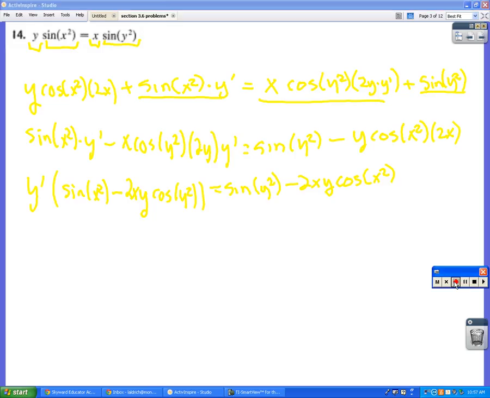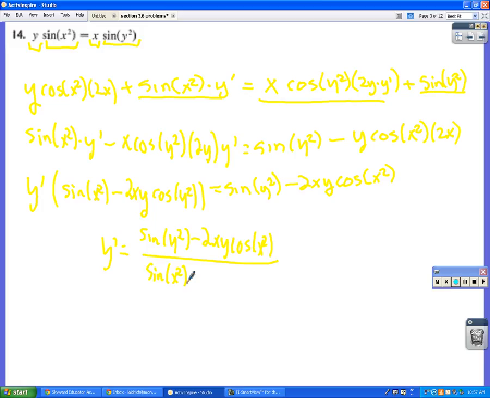Okay, so now I need to divide everything by the stuff that I factored out here. And so my final answer is y prime equals sine of y squared minus 2xy cosine x squared all over sine of x squared minus 2xy cosine y squared.